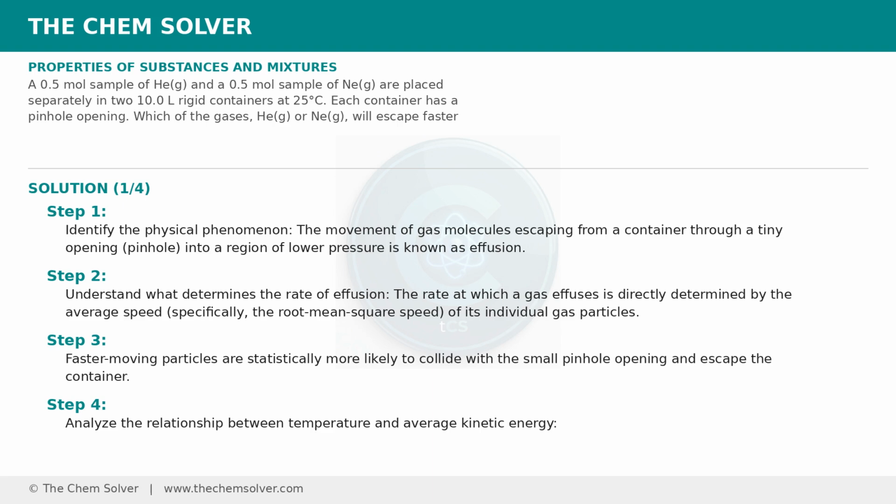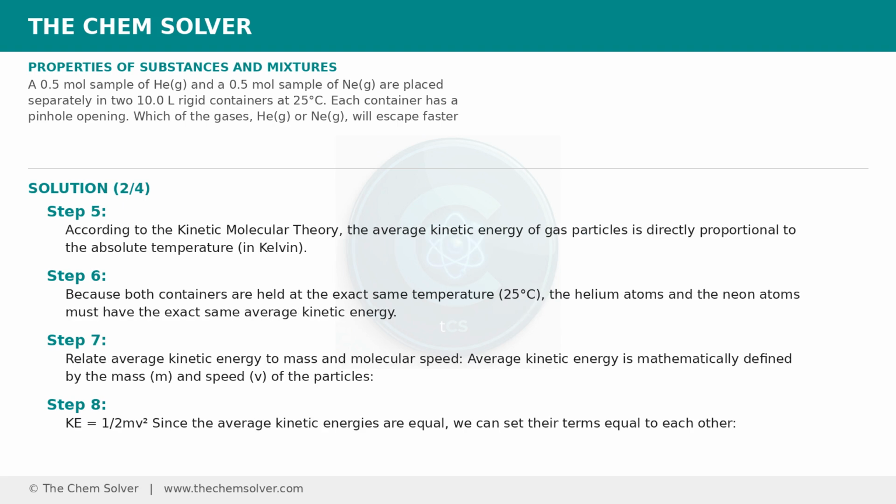Analyze the relationship between temperature and average kinetic energy. According to the kinetic molecular theory, the average kinetic energy of gas particles is directly proportional to the absolute temperature in Kelvin. Because both containers are held at the exact same temperature, 25 degrees Celsius, the helium atoms and the neon atoms must have the exact same average kinetic energy.